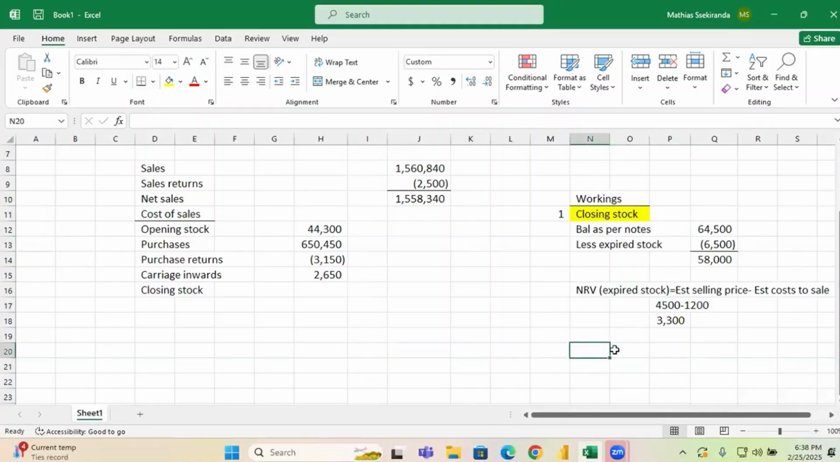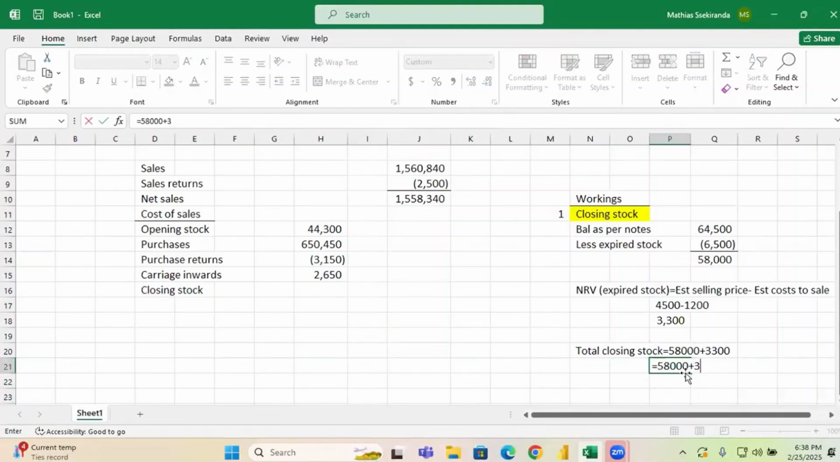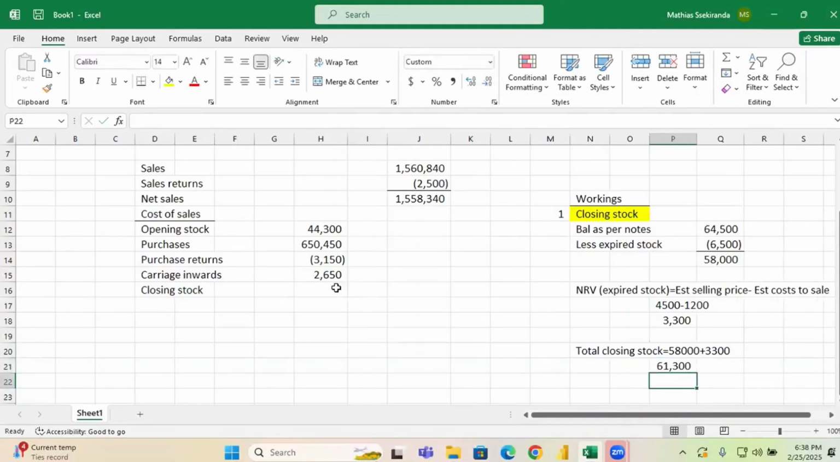So for you to get the total closing stock, we shall get the 58,000 plus the 3.3, and we shall have 61.3 as our closing stock.